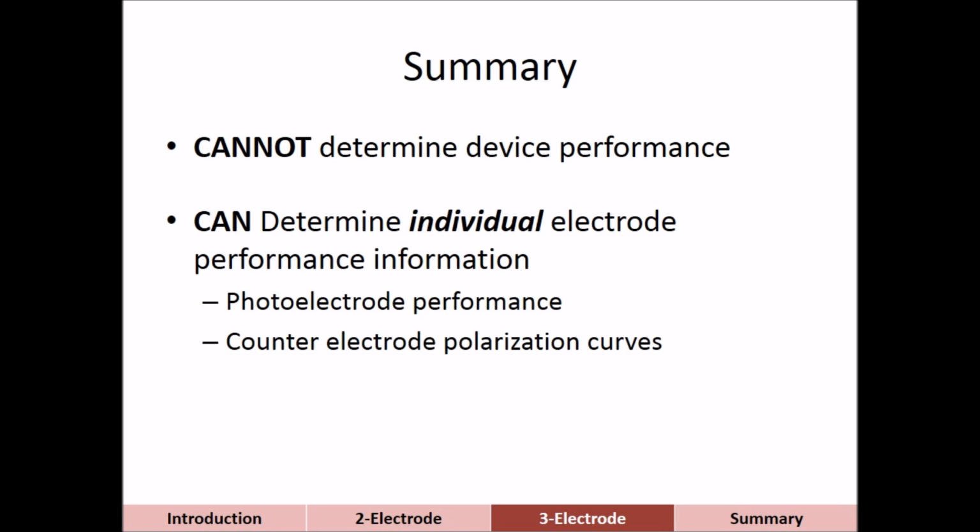So using a 3-electrode cell, it's possible to determine performance characteristics of individual electrodes, providing photoelectrode IV curves or counter-electrode polarization curves. So these results can be very informative and are often important in characterizing our solar cells. But 3-electrode measurements are not able to give us information about solar cell efficiencies.